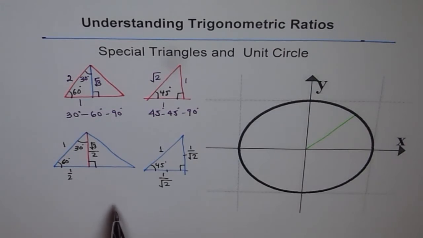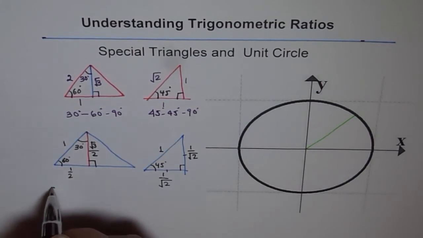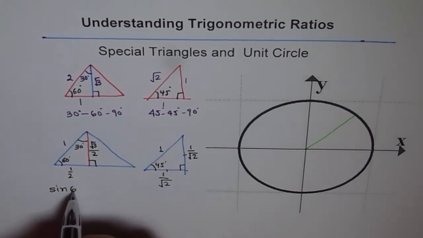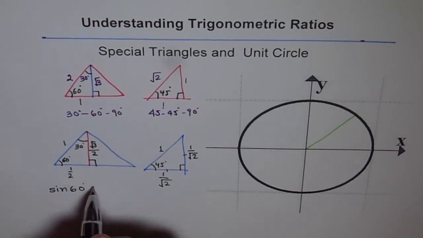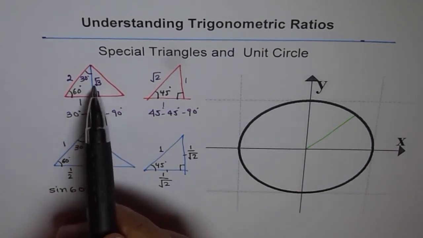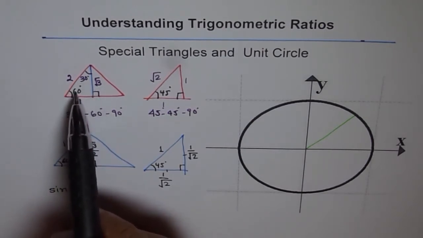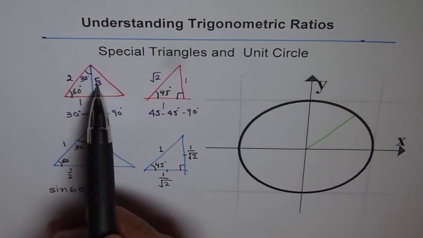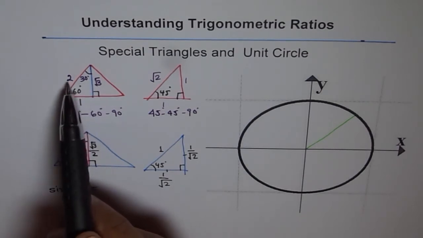In what way are they useful? Now let's look into our trigonometric ratios, for example. Let's say, what is sine of 60 degrees? If you see from this triangle, then sine of 60 degrees is square root 3, that is the opposite side, divided by 2, the hypotenuse. So you get square root 3 divided by 2.